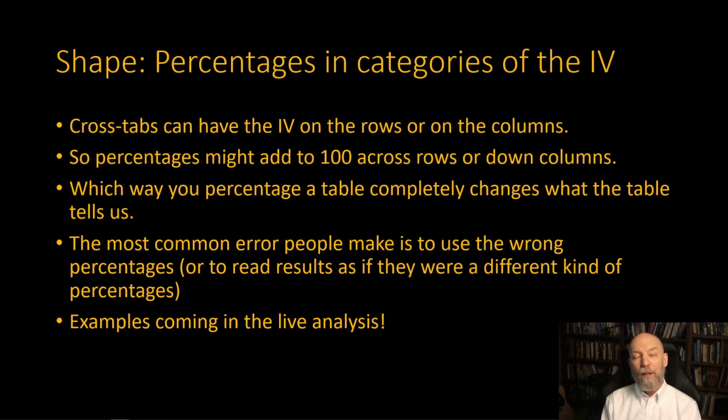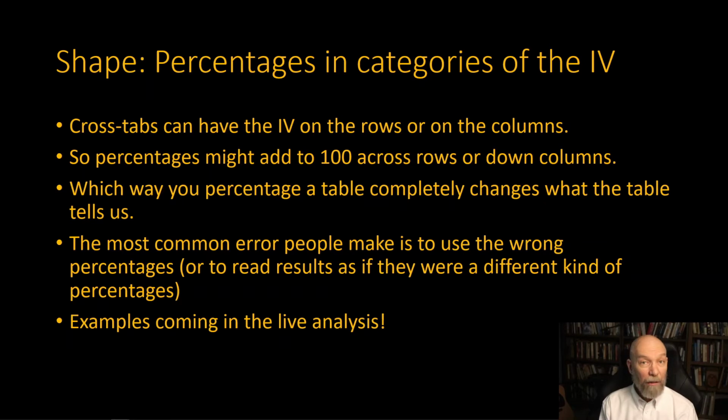Okay, so let's talk about shape. I said you're supposed to use the percentages in the categories of the independent variable. Now, crosstabs can have the independent variable on the rows or on the columns. All this is going to be demonstrated in live analysis in just a moment. But you're going to have to think about which way you've put your independent variable into the table, and you're going to have to do the percentaging that creates percentages within the categories of the independent variable, be that on the rows or on the columns, whichever is appropriate. You look to see that percentages add up to 100% within the categories of the independent variable.